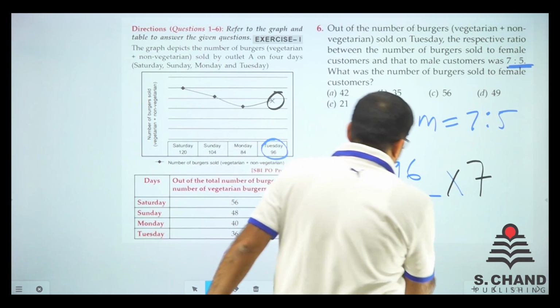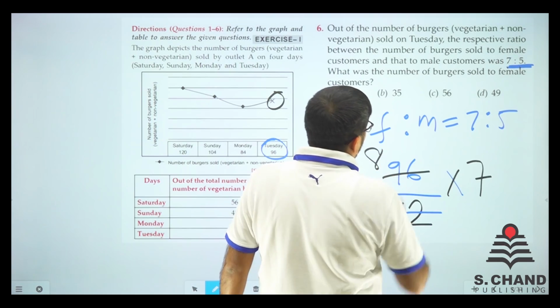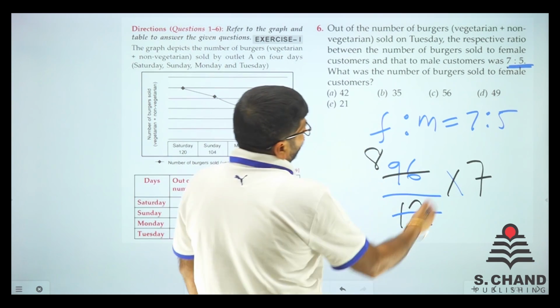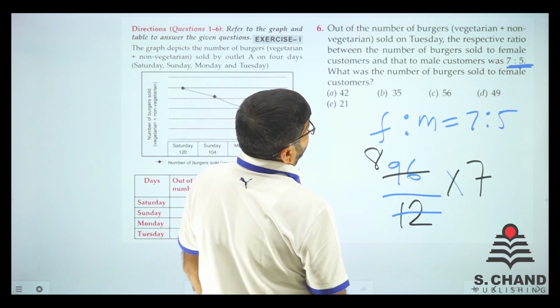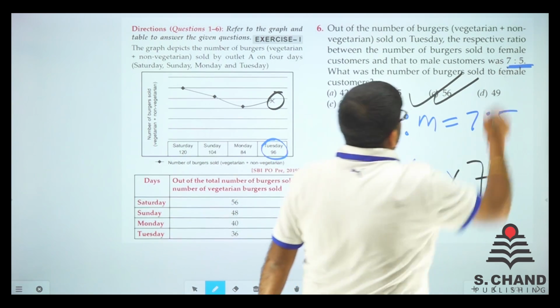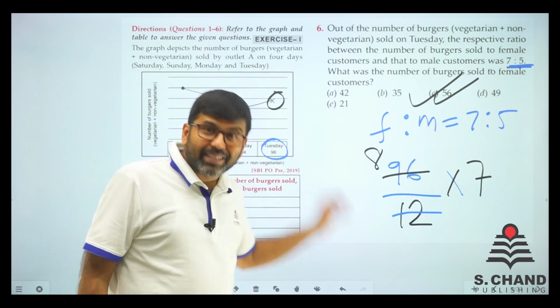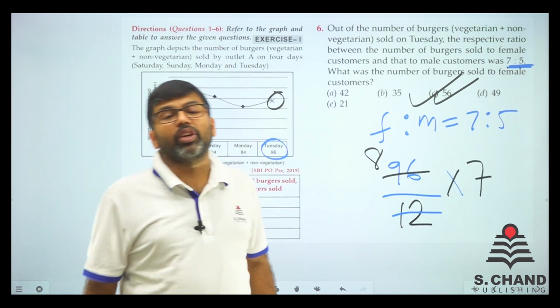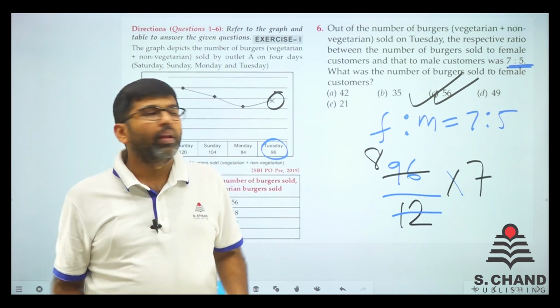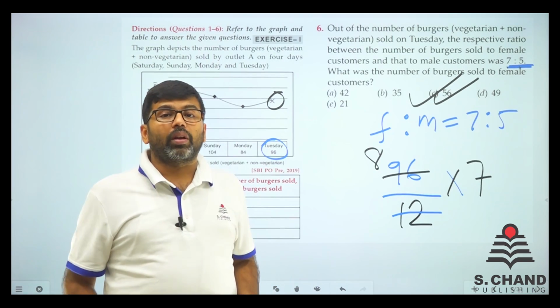So let's do it. 12 into 8 is 96. And the answer will be 8 into 7, that is 56. 56 is the answer, we do it right away. So in this way, if this type of DI comes in an examination, whether SSC or bank, it doesn't matter, it is a real jackpot.